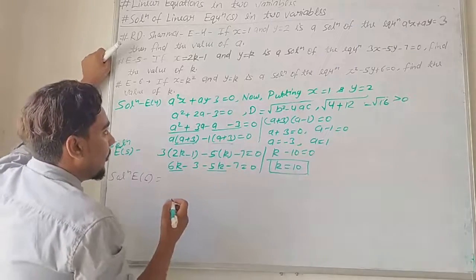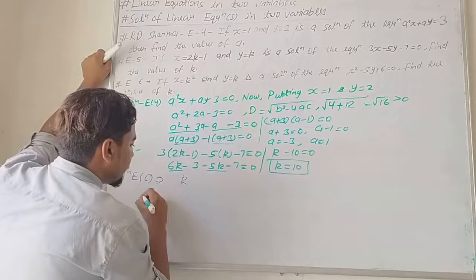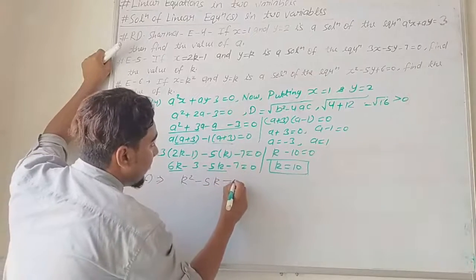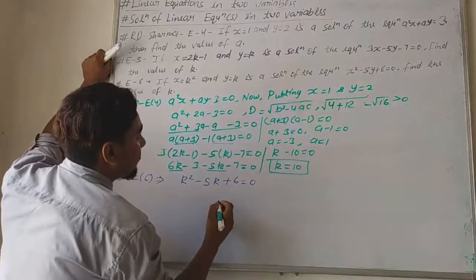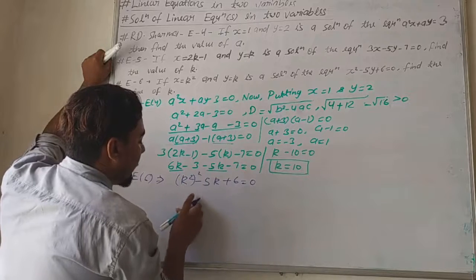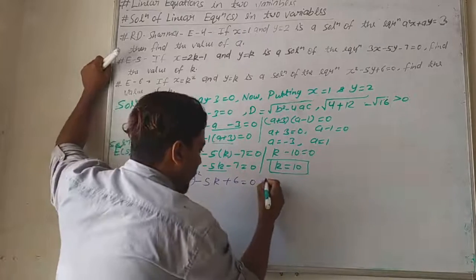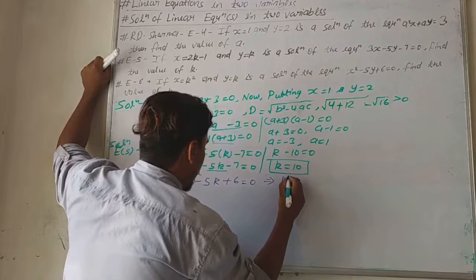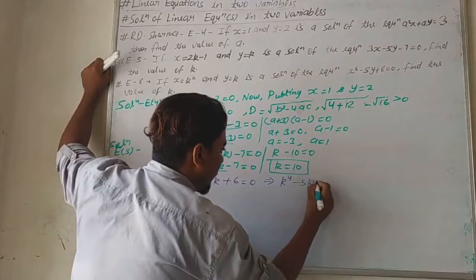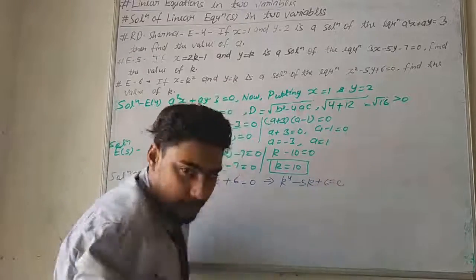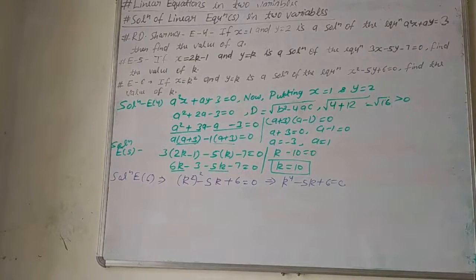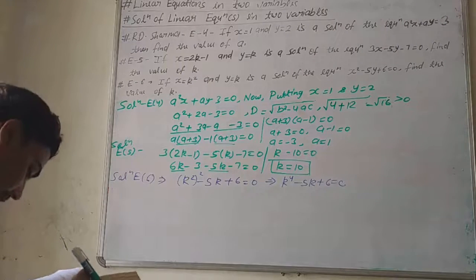First of all, we put the value of x equal to k square minus 5 into k, y is k, plus 6 equal to 0, and k square was already there, so this becomes k to the power 4. So k to the power 4 and minus 5k plus 6 equal to 0. k to the power 4 minus 5k plus 6 equal to 0.